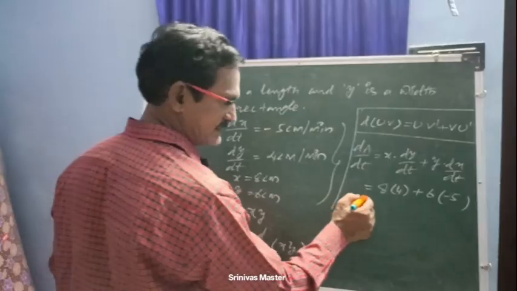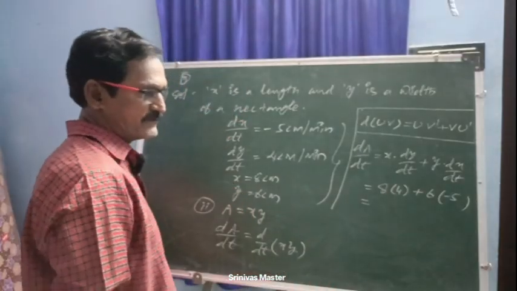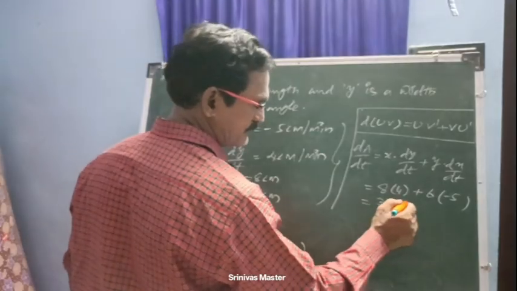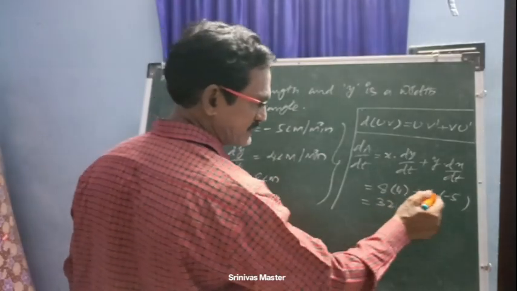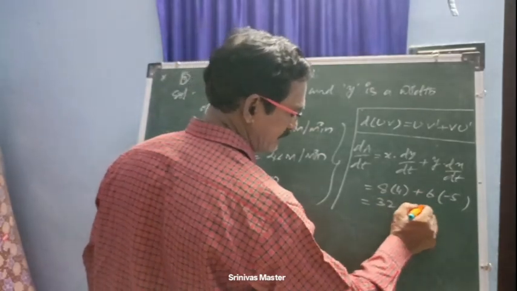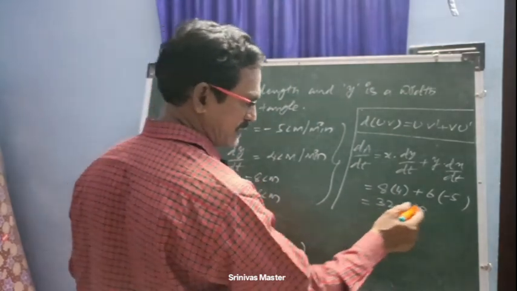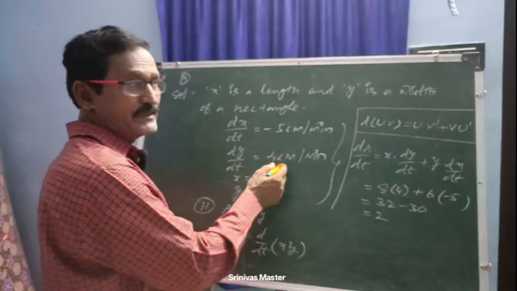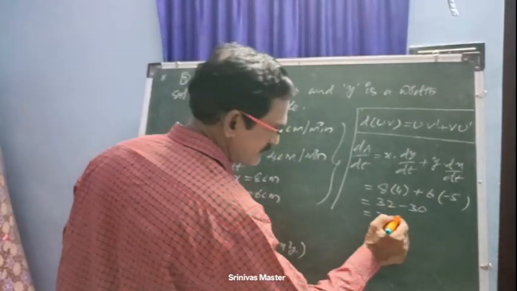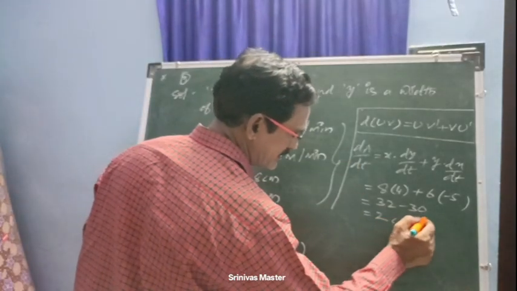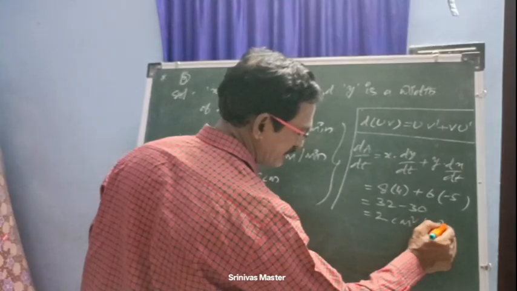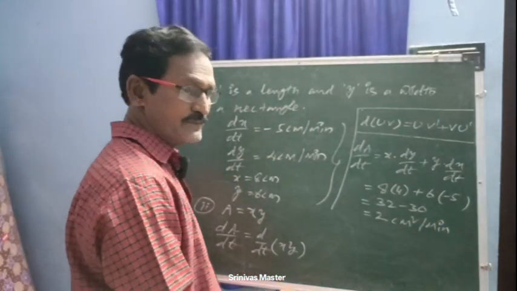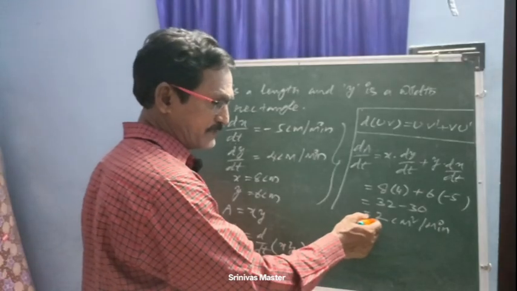Just simplify, children. Whether it is increasing or decreasing, we can confirm after getting the result. 8 4s are how much? 32. 6 into 5, 30. Plus into minus, minus 30. Okay. 32 minus 30 means 2. What are the units? Centimeter per minute. Here it is area, no? That means what do you have to say? Centimeter square per minute. That means per minute the area is increasing. Okay. How many centimeter square, children?